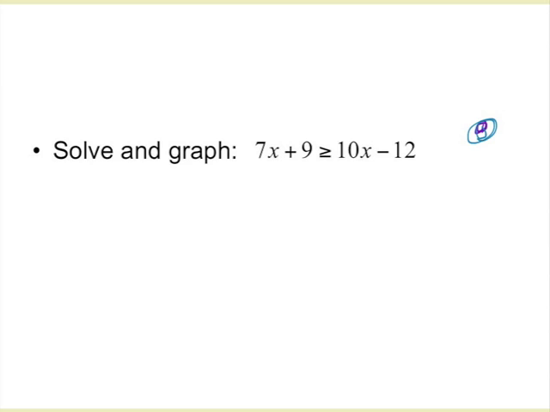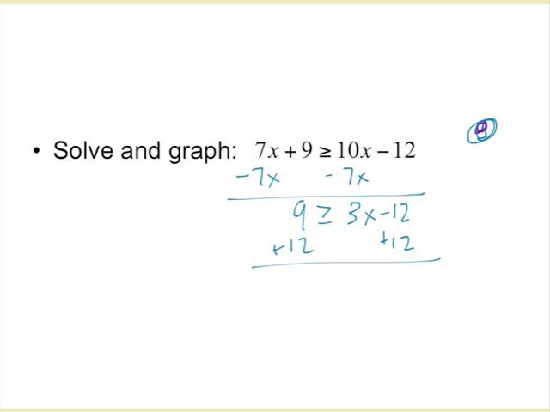Okay, so my preference is keeping variables positive. So I'm going to subtract 7x from both sides. Then I'm going to add 12 to both sides. And then I'm going to divide by 3 on both sides. And since I kept my variable positive, I don't have to worry about flipping around my sign because I'm dividing by a positive number. If you do it the other way, you may have had to flip your sign. So this is what I get to.